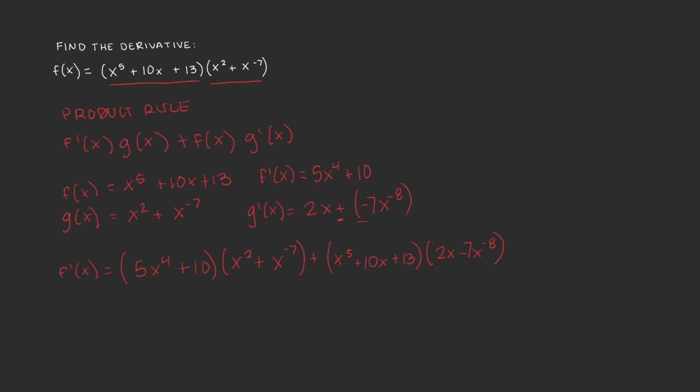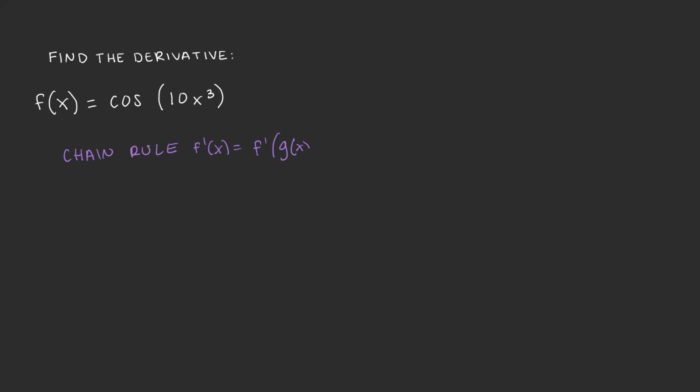In this example, we'll be finding the derivative of cosine times 10x to the 3rd power. So for this example, we're going to use something called chain rule. And the chain rule is f prime of x equals f prime g of x times g prime of x. So just like our other examples, we're just going to find the first portion right here.